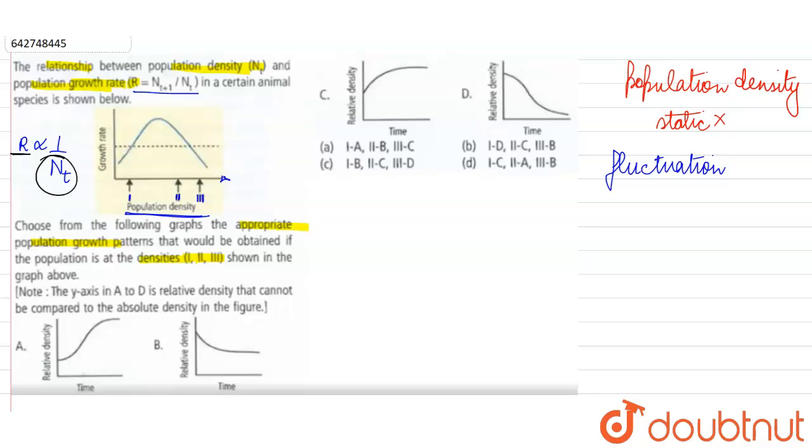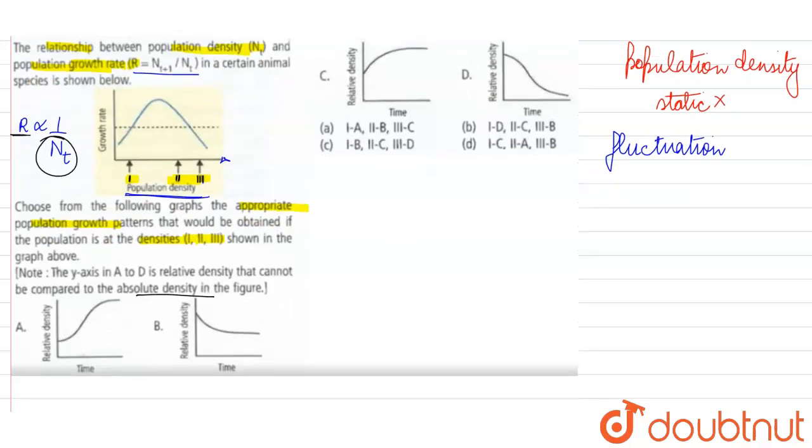Now what we have to do in this question is select the graphs which are corresponding to the relative population density at these 3 points. So over here in our first graph, we are talking about the absolute density of the population, whereas in the other 4 graphs we are taking the relative density, that is in comparison or in proportion with the initial density.